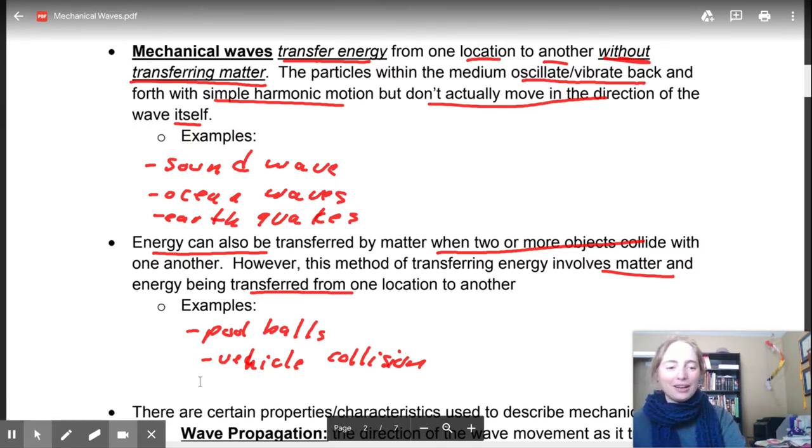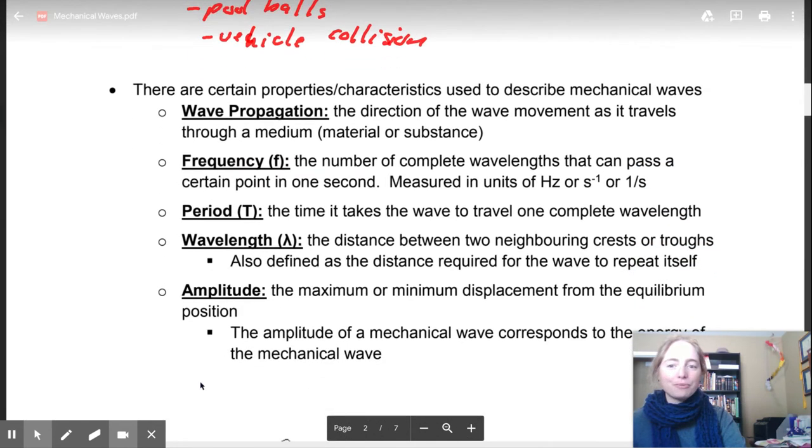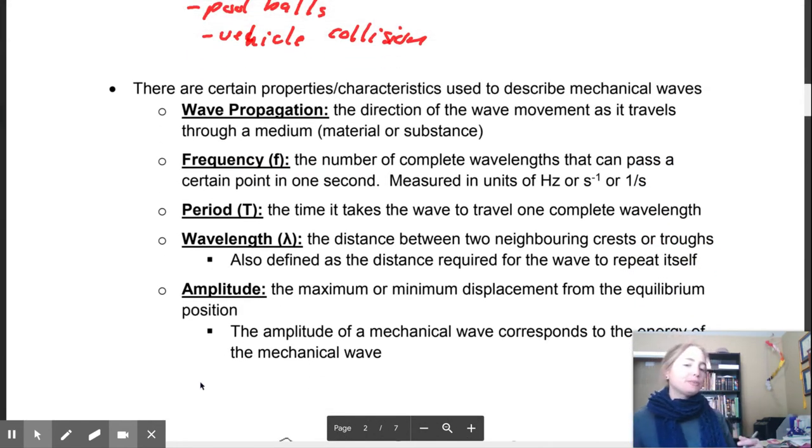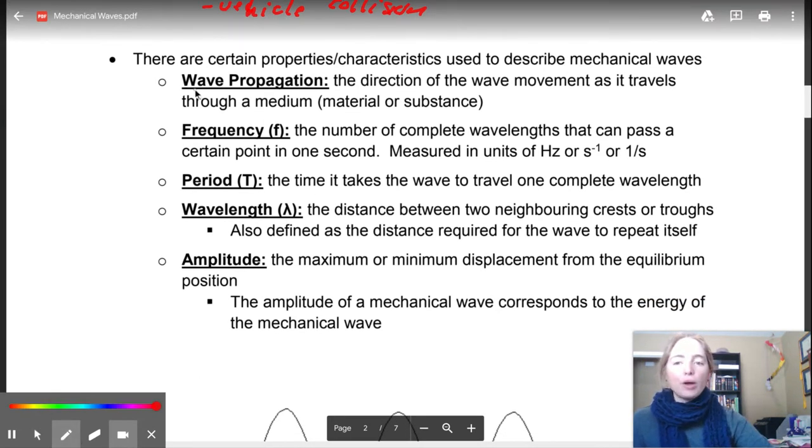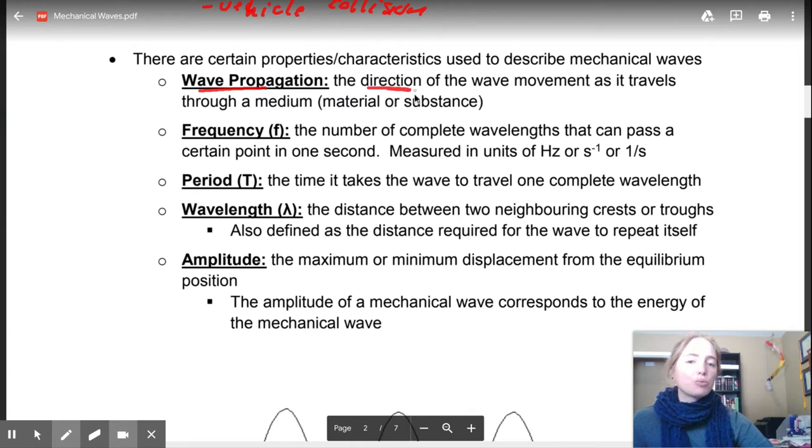So on to our next piece. A couple of key terms and some characteristics of waves that we need to look at. The key term wave propagation is the direction that the wave is moving as it travels through the medium. Now, the definition of a medium is a material or substance. If we're talking sound waves, the medium is most often air.